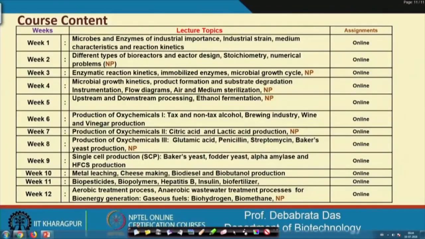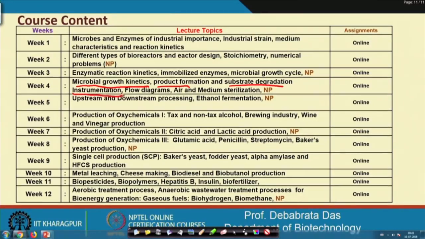And then I shall switch over to microbial growth kinetics, product formation and substrate degradation. This is very important: how microbial growth takes place in the system, and how you monitor that growth kinetics, because of the different parameters involved in finding out the characteristics of the organism. Then product formation plays a very important role. Substrate degradation, how it takes place, also plays a very important role.